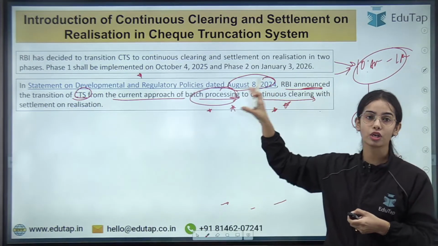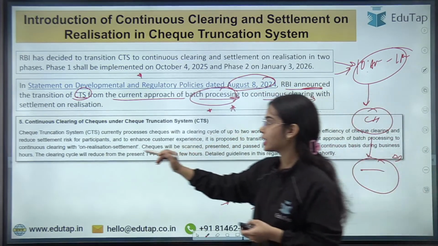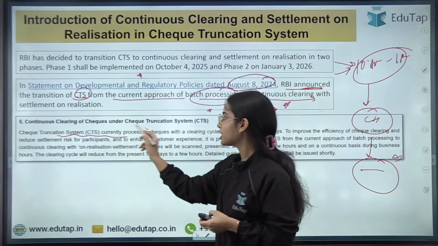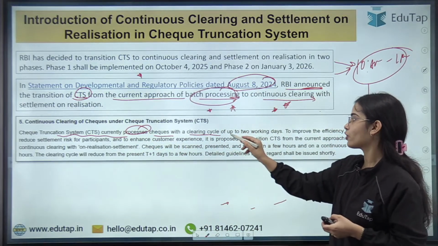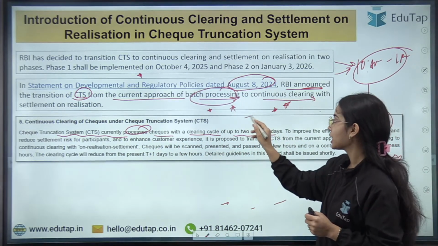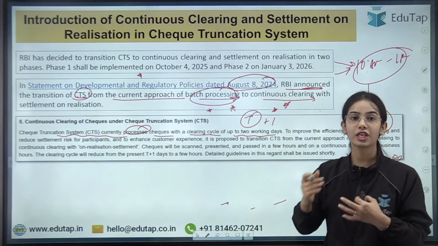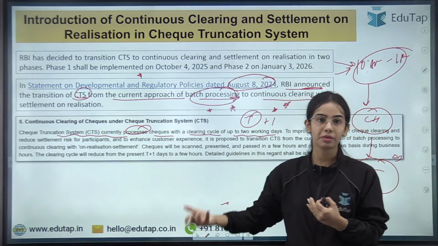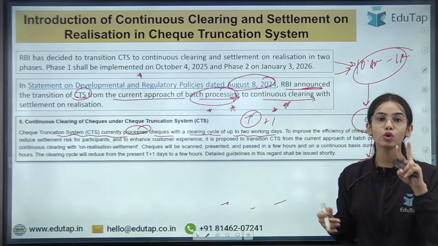This was announced in August 2024. Here you can see that the check truncation system currently processes checks with a clearing cycle of up to 2 working days. That means today the check is received, and by tomorrow the check will be cleared or settled. So it used to take 2 working days.